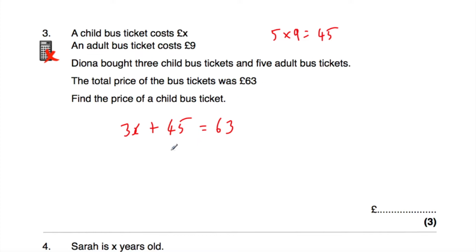Now we want to solve this equation. So we want to get the x on its own. So to get the x on its own, we want to get rid of this add 45. And if we want to get rid of adding 45, we want to do the inverse. That's going to take away 45 from both sides.